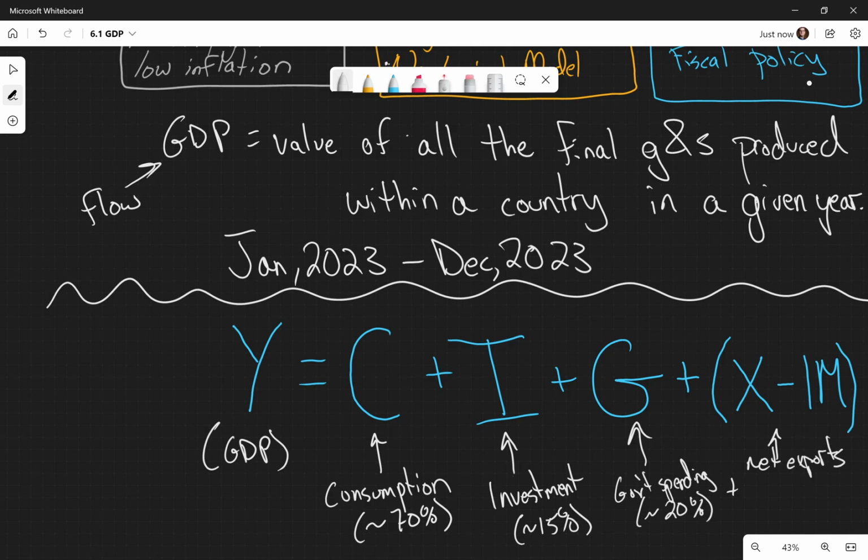are usually, if you've done the math correctly, 70 plus 15 plus 20% equals 105. So in order for this to make 100%, this has to be negative, and yes, this is usually negative. So it's usually about negative 5%, something like that. We are almost always importing more than we are exporting. It's very, very rare that we are not.